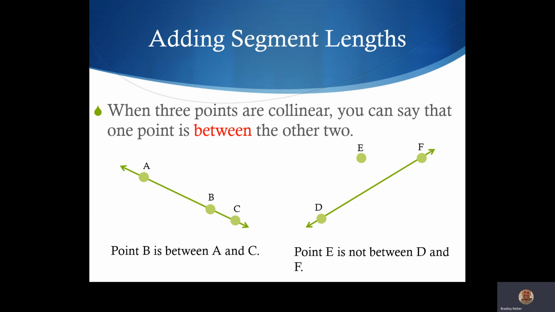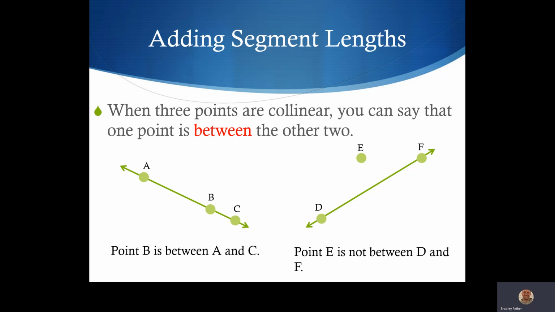Okay, new stuff for this part, we're going to add some segment lengths. Before we do that, we need to look at what it means to be between. When three points are collinear, you can say that one point is between the other two. For example, look at the line on the left. Point B is in between point A and point C. They're collinear points, and B clearly lives in between them.